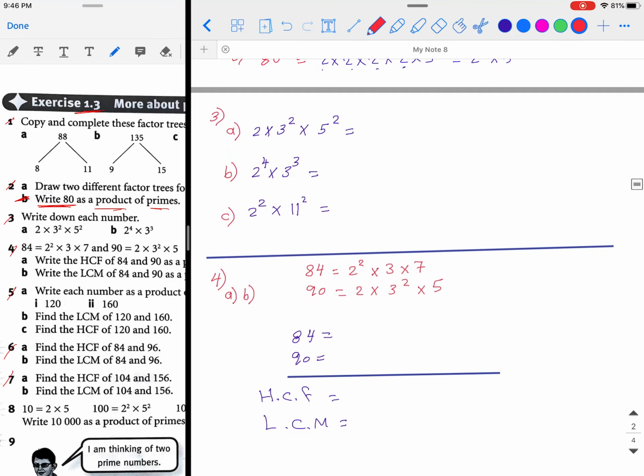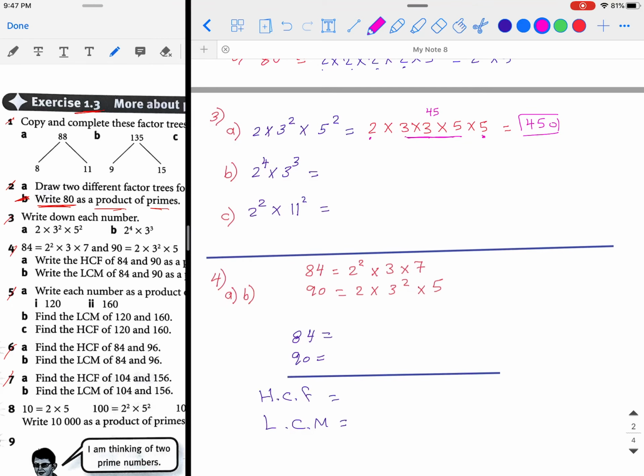Question number 3, he said write down each number. I have here this number: 2 multiplied by 3 power 2 multiplied by 5 power 2. So it will be 2, and this 3 power 2 means 3 multiplied by 3, and this 5 power 2 means 5 multiplied by 5. Let's get the result. 3 multiplied by 3 equals 9, 9 multiplied by 5 equals 45, and we have 5 and 2. 5 multiplied by 2 equals what? 10. So 10 multiplied by 45 equals 450.